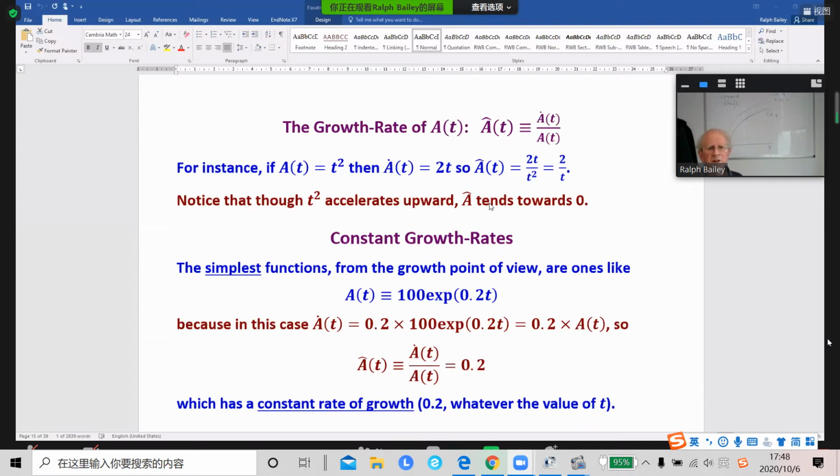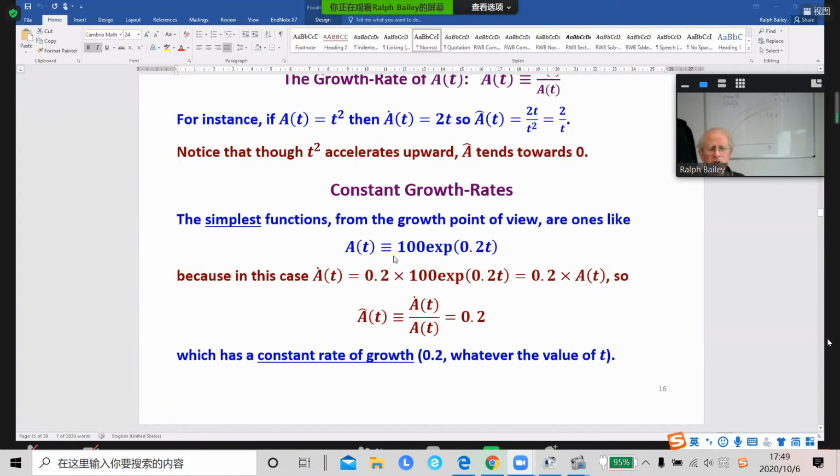But as we'll see, constant growth means exponential growth, which is faster than t squared. That explains this result. Although t squared seems to be a fast increasing function, compared with the exponential function, it isn't. That's why you get this surprising result to start with. What's the simplest function from a growth point of view? It's the exponential functions.